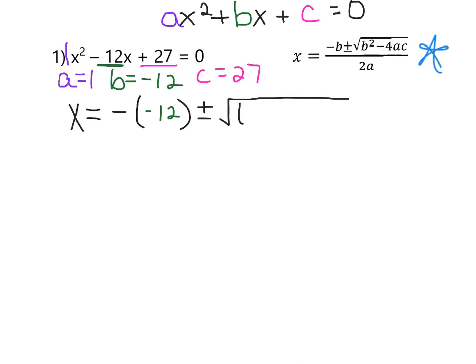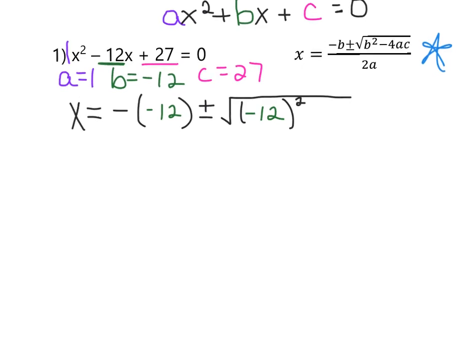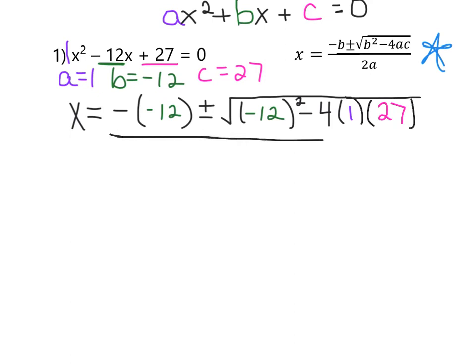And now I'm plugging in another b. The parentheses are very important right here, especially when you're squaring a negative. Minus 4 times a, which is 1, times c, which is 27, all over 2 times my a, which is 1.